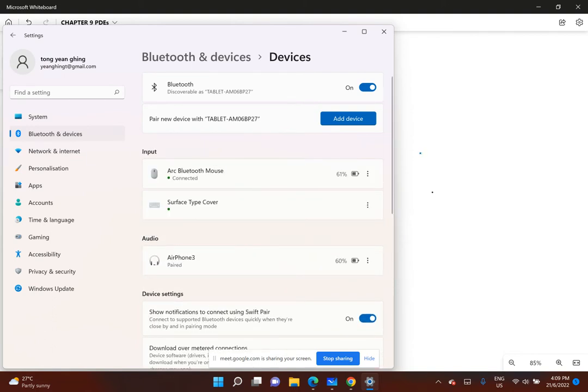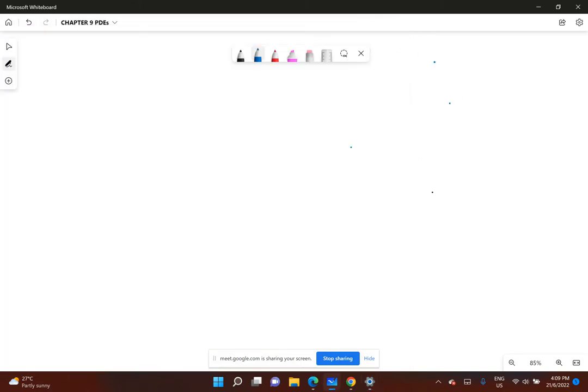Let's try again. Wait. I can't pair it now. Because I just changed the battery. Battery 4A. I have never seen a 4A battery before. Give me 2 minutes. I searched everywhere and ended up having to buy it from Shopee, because I could not find a 4A battery.